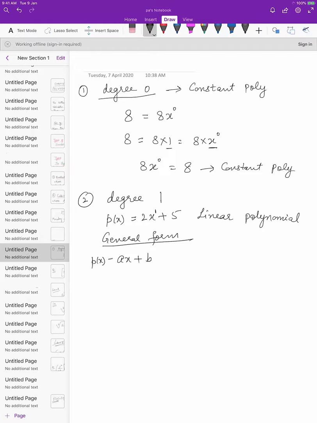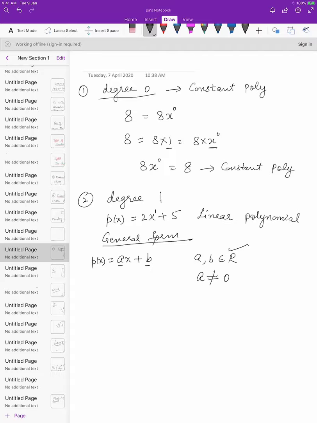This is the general form of a linear polynomial where a and b are nothing but real numbers, any real number. They can be fractions, they can be negative, they can be positive, they can be irrational numbers also, because I said real numbers. Real numbers include both rational as well as irrational. So a and b can be anything, but with a special condition on a, that it can be any other real number, but a cannot be equal to 0.